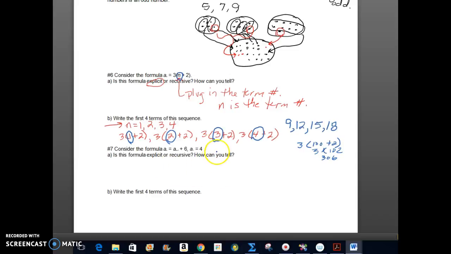All right, the next one, and on your paper, I'm sure you can see it, but this is n, and that is n minus 1. Okay? Is this explicit or recursive? This guy is recursive. How do I know? I know because a sub n minus 1 means I plug in the previous term.